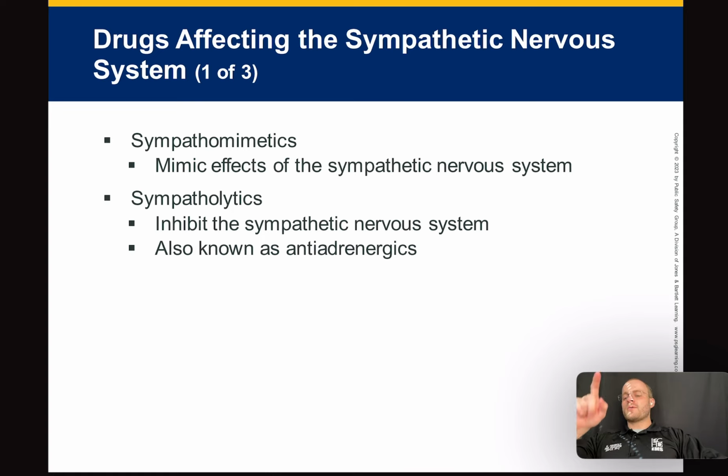Okay, sympathomimetics, right? And I said sympatholytics earlier, that's not correct for cocaine, it's a sympathomimetic. That's cocaine, amphetamines, methamphetamine, ephedrine, stuff like that, dopamine. Okay? Sympatholytics inhibit the sympathetic nervous system, and these are also known as antiadrenergics. You don't need to know about those. Those are pretty rare, and we don't carry those on the ambulance.